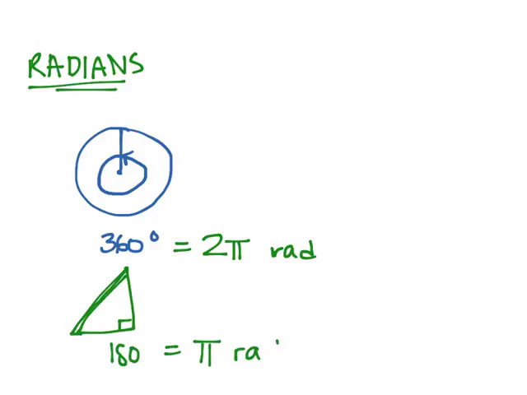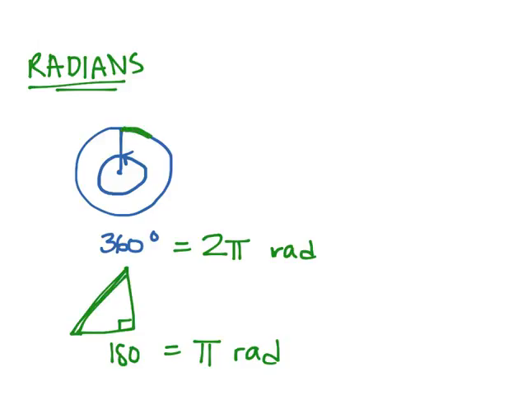So why do people bother coming up with two ways to describe angles? Well, radians sometimes express things more naturally. We define the radian as the relationship between the arc length and the radius of the circle.